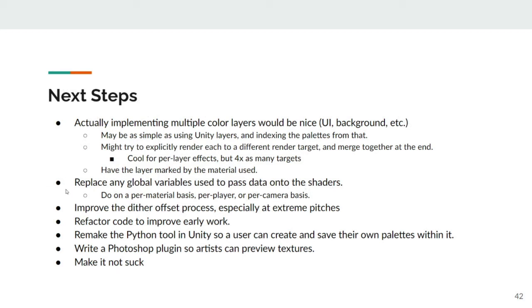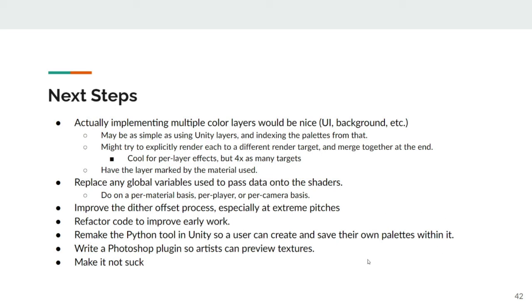Replace any globals. Again, global variables are never a great idea, so it'd be cool to get rid of them. Improve the dither offset, considering how many hours I spent talking about that. That would probably be good to improve. Refactor code to bring what I learned back to the starting stuff. That's the consequence of learning as you go.